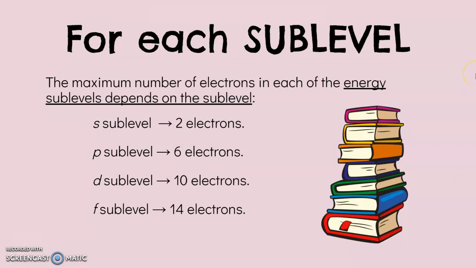So for each sublevel, there is a maximum amount of electrons that can be held. Okay, so the s sublevel gets a maximum of 2 electrons. The p sublevel gets a maximum of 6 electrons. The d sublevel gets 10, and the f sublevel gets 14, okay? So in any one of these given sublevels of these energy rings, there's a maximum amount of electrons that each can hold.